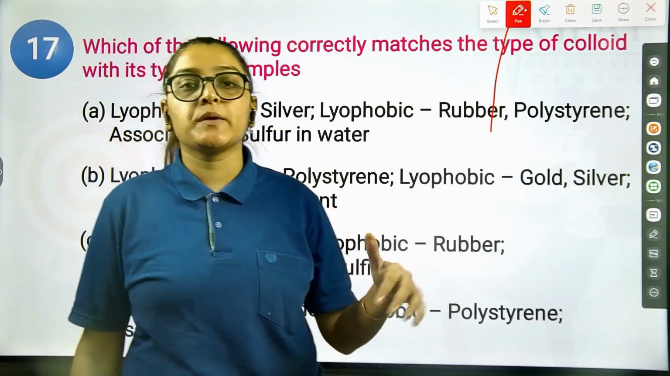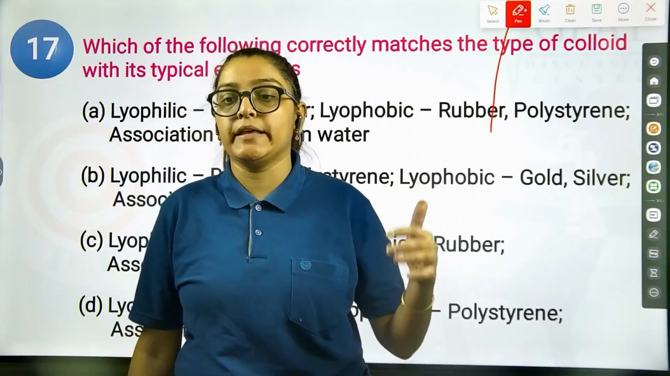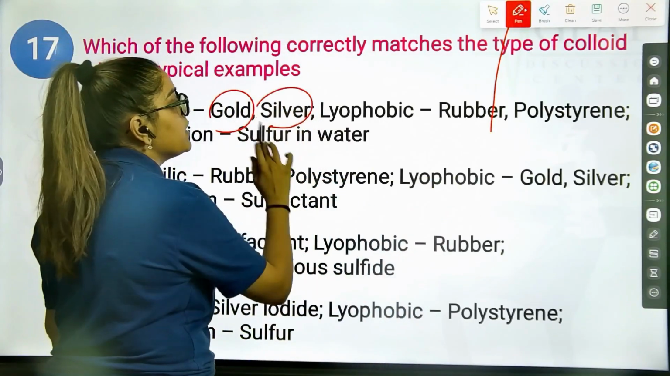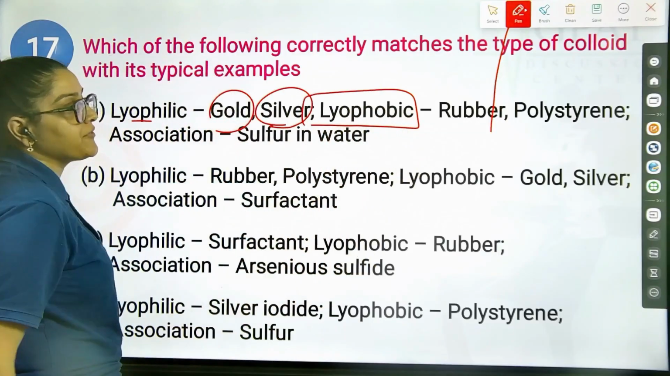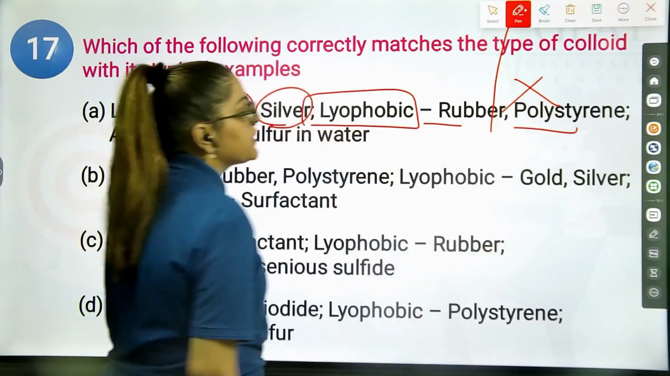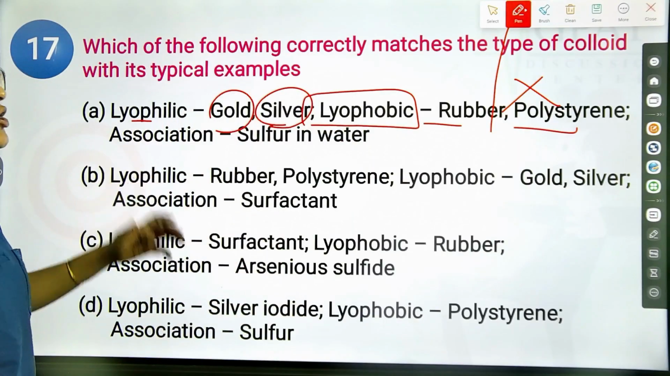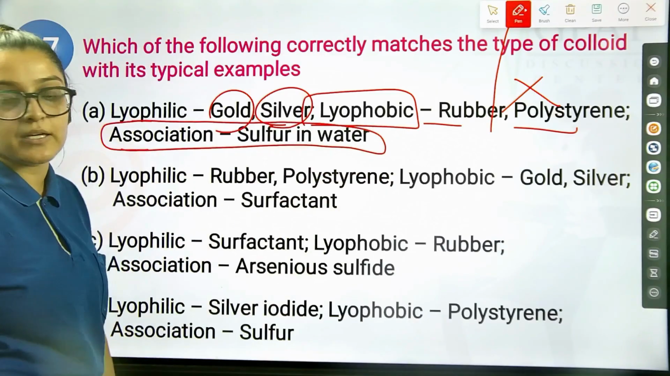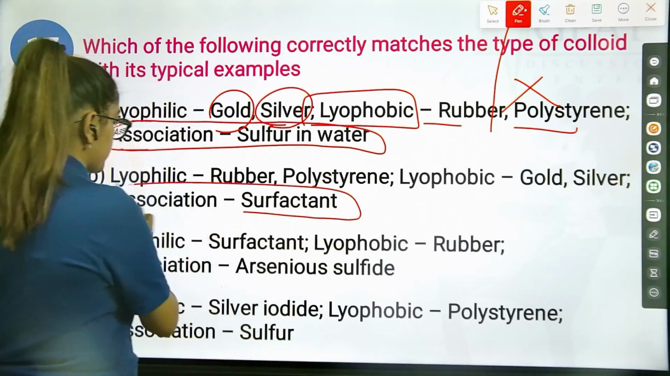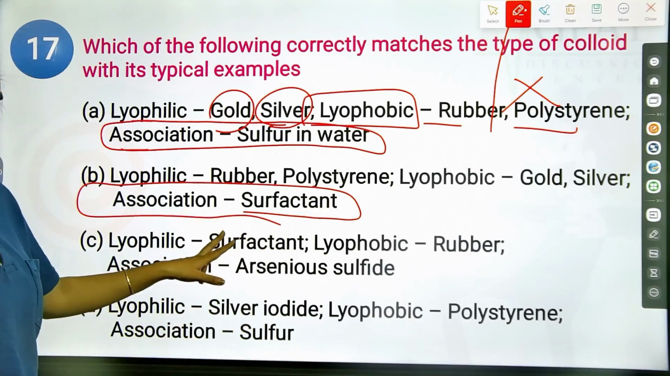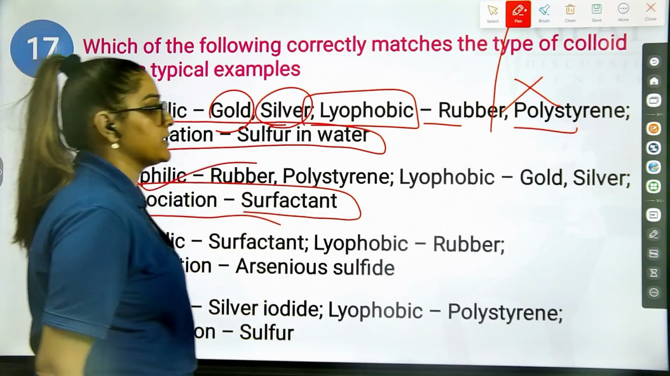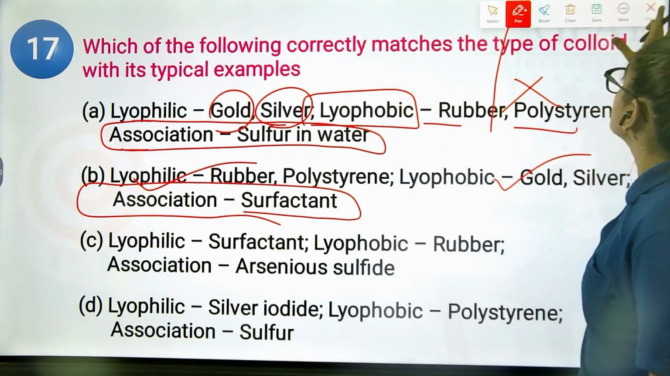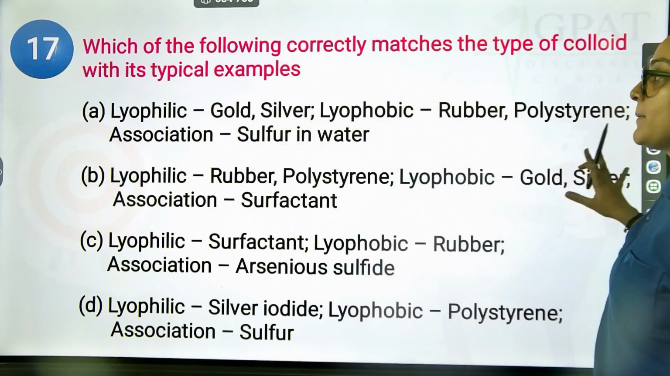The association colloids, mainly the surfactants, are classified in the association type. So in the lyophilic, they have given example of gold, silver. Lyophobic, they have given the example of rubber polystyrene. No, rubber polystyrene, they are included in the lyophilic, not in this. Also in the association, they have given sulfur in water. I have already told you in the association we generally use the surfactant. So only in this case we can see the surfactant was mentioned. Rubber polystyrene, this is correct, lyophilic. Gold and silver be the lyophobic. Okay. So correctly matched pair will be the option number B.